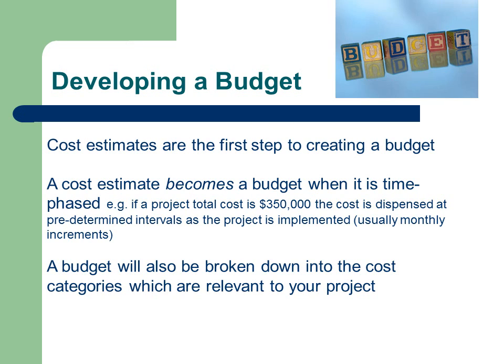Once you have developed a cost estimate for your project, you should then break down the expenditure by month, depending on when you expect to incur those costs. A cost estimate becomes a budget when it is broken down into time intervals. The next slide will show you an example of a time-phased budget.